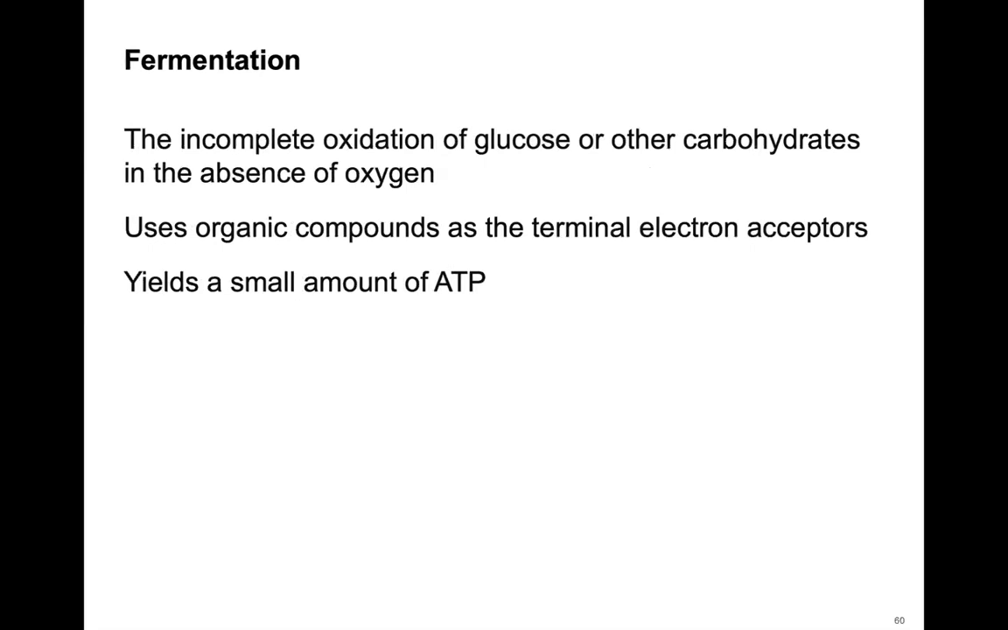Now, let's shift gears a little bit and talk about fermentation. Fermentation is the incomplete oxidation of glucose or other carbohydrates in the absence of oxygen. It uses organic compounds, such as acids or alcohols, as the terminal electron acceptors. And this is going to end up yielding much smaller amounts of ATP. So again, the definition of fermentation is the incomplete oxidation of glucose or other carbohydrates in the absence of oxygen.